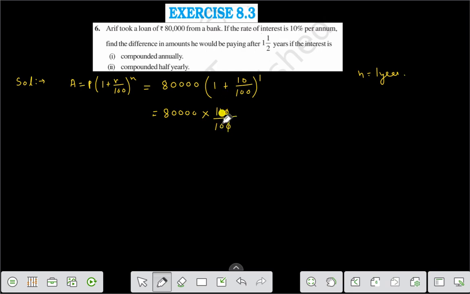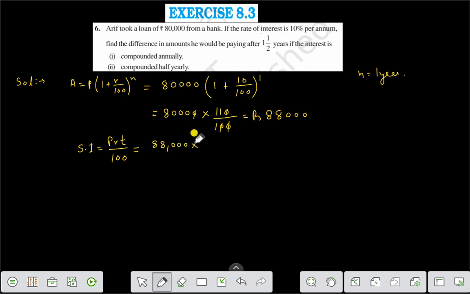This 0 will cut, and this 0 will cut. Therefore, we are getting rupees 88,000, with three zeros. This is the amount. Now we have to find the simple interest for half year. I know that simple interest is equal to PRT by 100. Now after 1 year, the principal will be rupees 88,000.